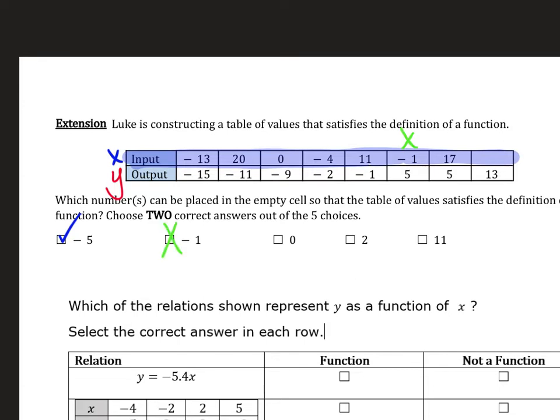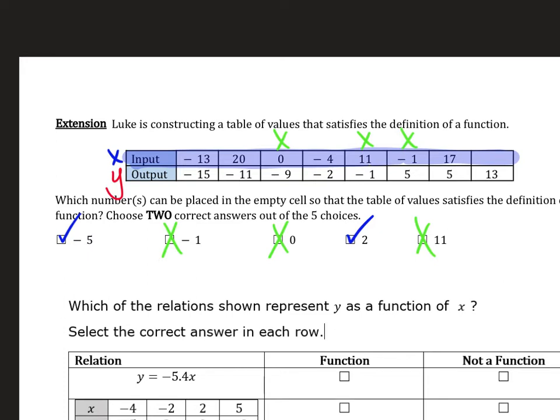Let's check for 0. I see 0 right here, so I cannot use 0 as a function. Let's check for 2. I do not see 2 written in the boxes, so I can use 2 as a function. But to be sure and be good mathematicians, let's check that last number of 11. I see 11 right here, so I cannot use that to make it a function. So my 2 numbers that would be correct are -5 and 2.